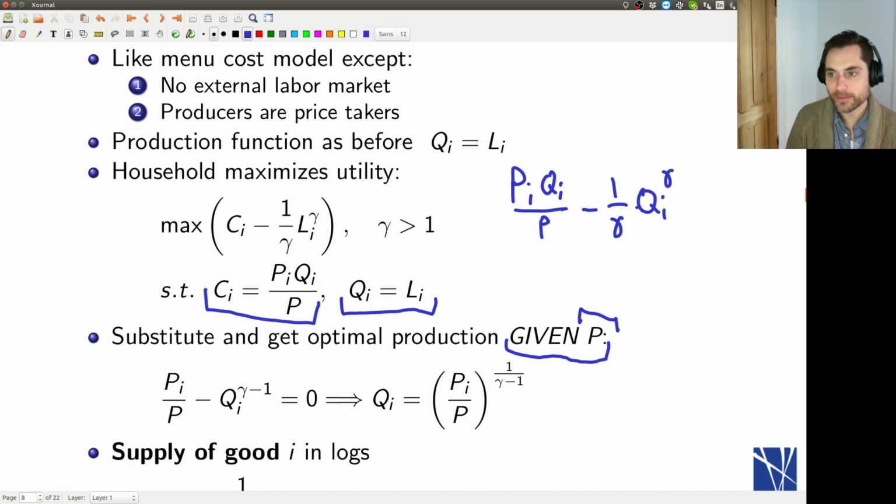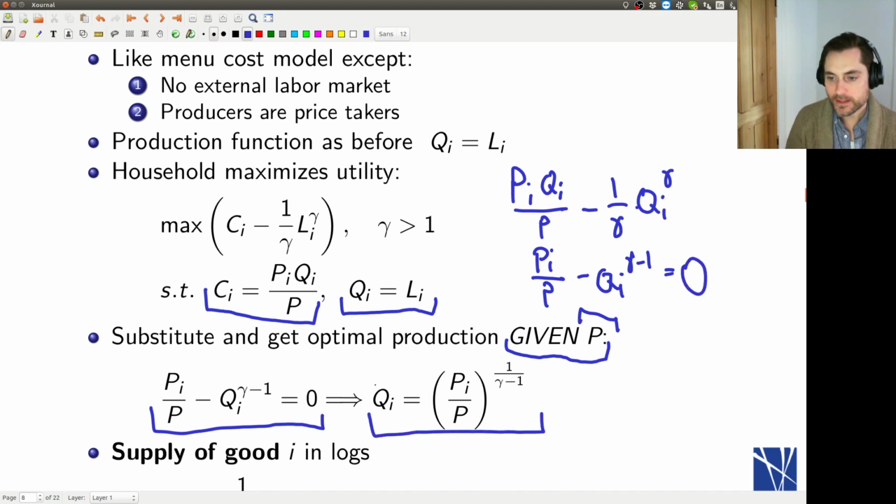Okay, so now we want to maximize this thing with respect to Qi because the producer is going to choose how much to produce, Qi, but can't change the prices. The producer is going to be a price taker. So what's that going to look like? Well, we take the derivative with respect to Q, and we get this thing, which you can see is exactly what we have down here. This thing has to equal 0, of course. Solve that out, and you get this relationship that the optimal production is just equal to the price ratio between Pi and P.